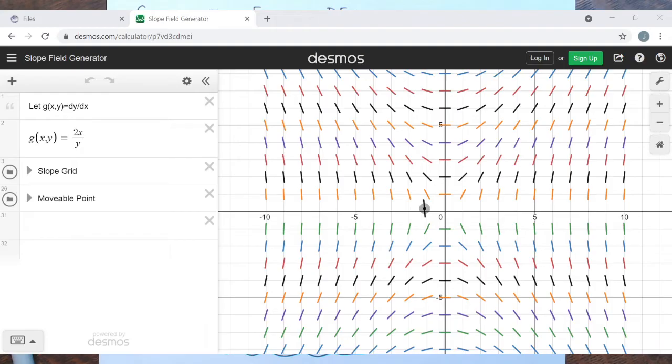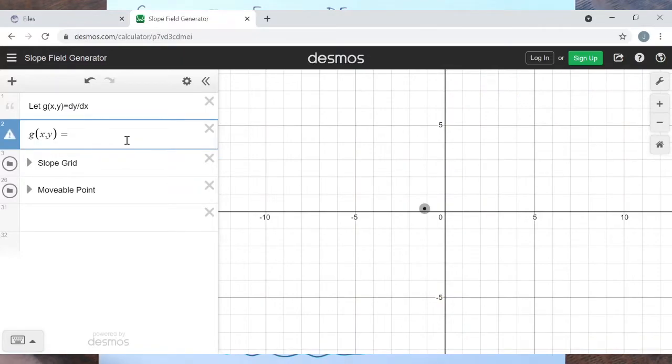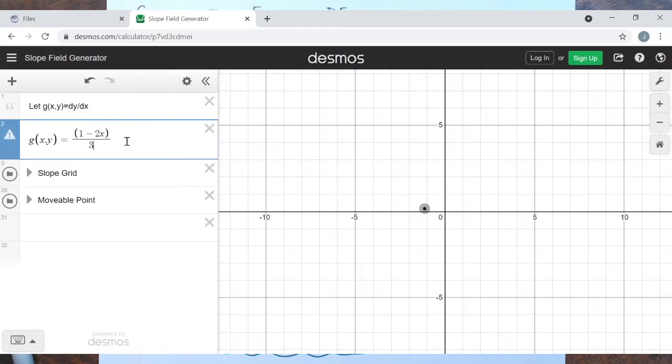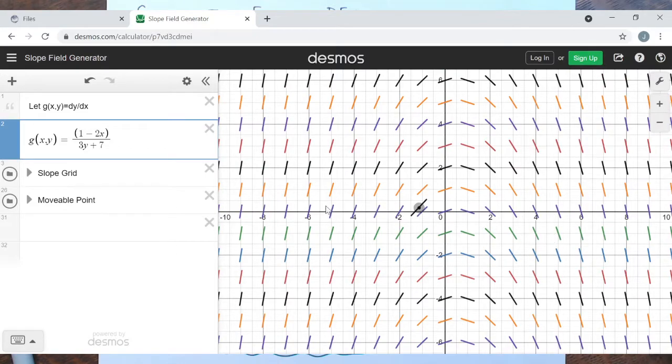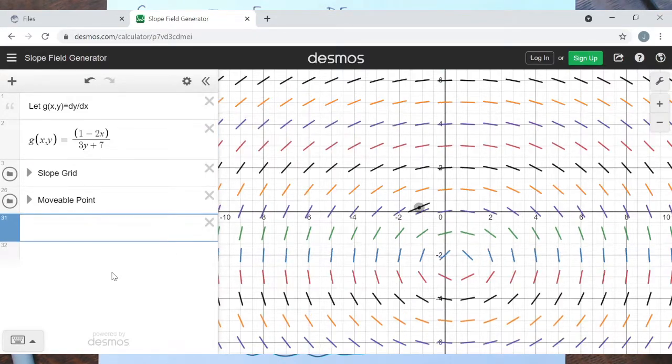So let me pull that up. Here's the slope field generator in Desmos, and I'm going to enter that expression I just put up. So 1 minus 2x in the numerator divided by 3y plus 7 in the denominator. And then a slope field should hopefully come up. All right, there we go, the slope field. And now I'm going to put in one of our implicit solutions, and we're hopefully going to see that the solution curve kind of follows the direction of all these lineal elements of the slope field.